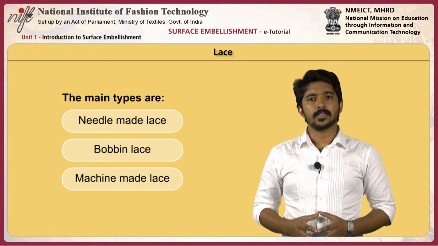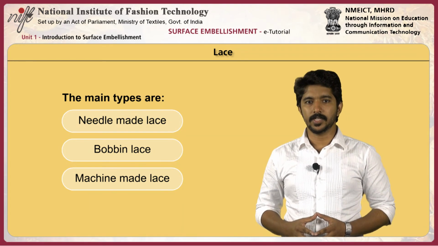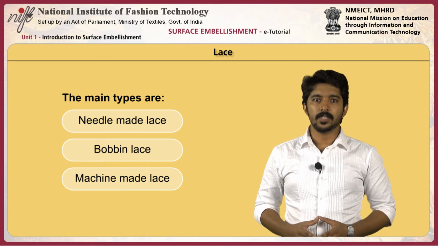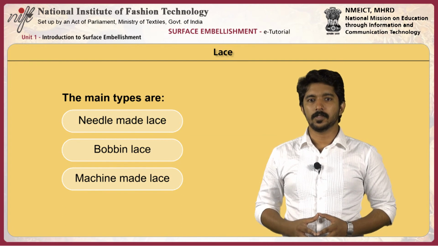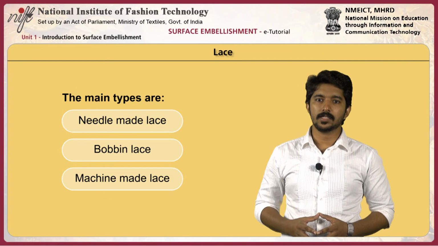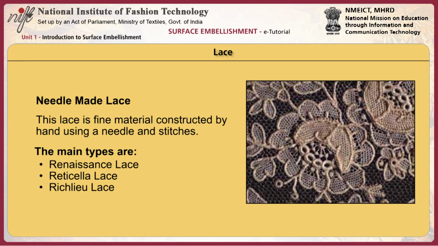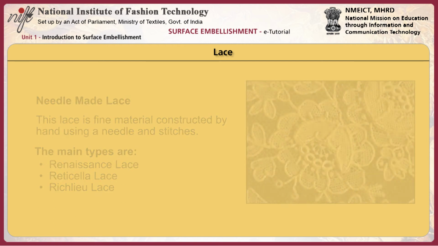Lace. Lace is an intricate material made by various methods by hand or machine using interweaving, knotting or looping processes. The main types are needle made lace, bobbin lace and machine made lace. Needle made lace is a fine material constructed by hand using a needle and stitches. The main types are Renaissance lace, Reticella lace and Richelieu lace.